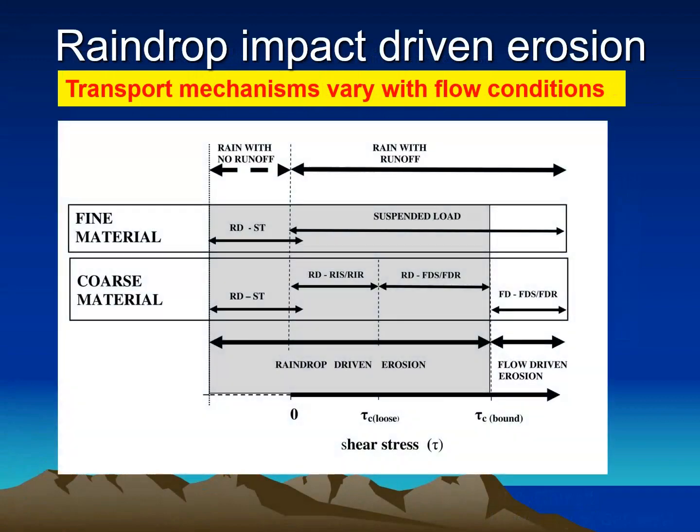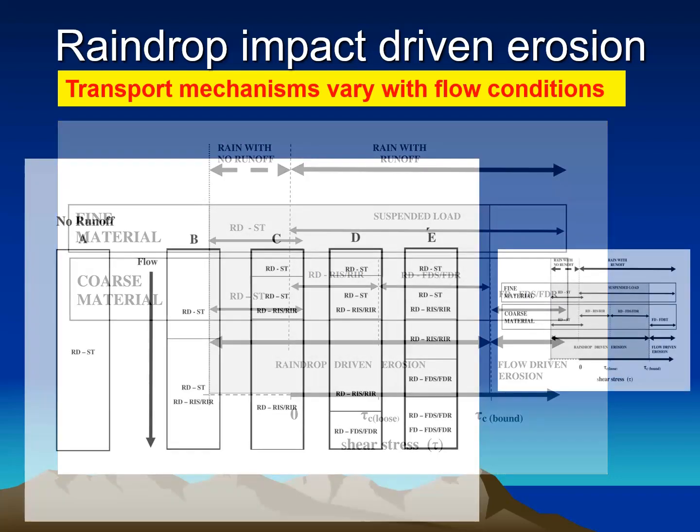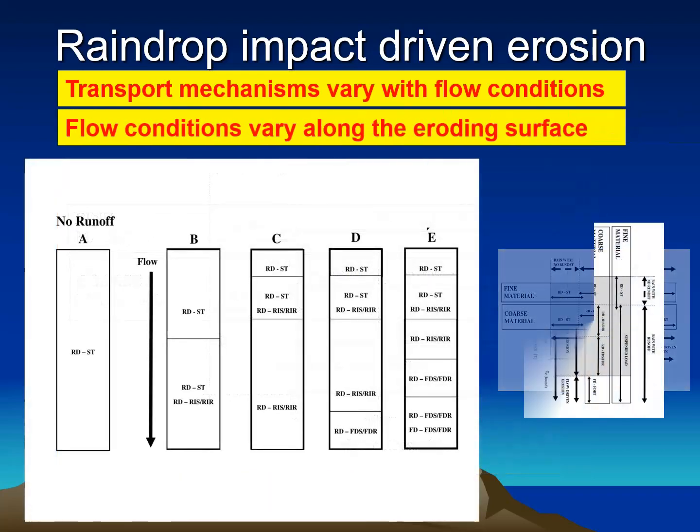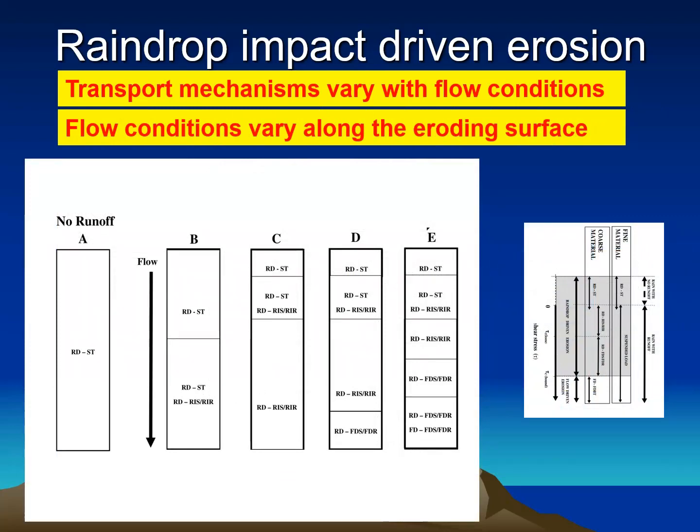With raindrop-driven erosion, transport mechanisms vary with flow conditions. And because flow conditions vary along an eroding surface, the spatial distribution of the detachment and transport mechanisms varies along an eroding surface.